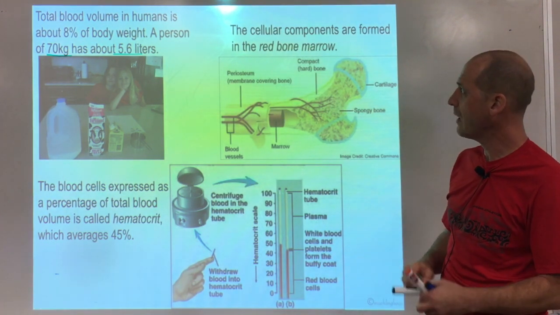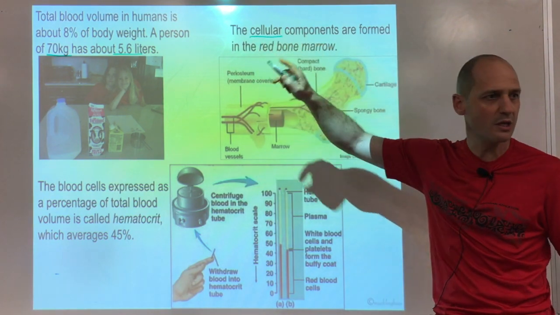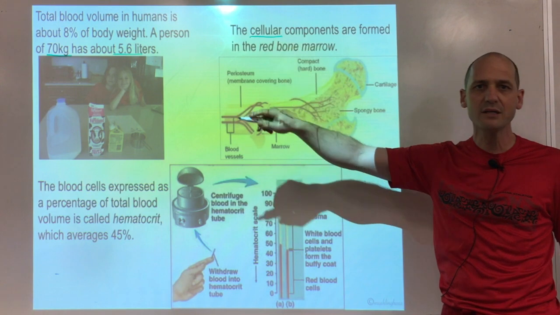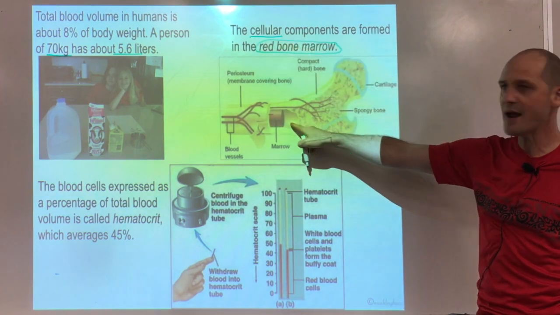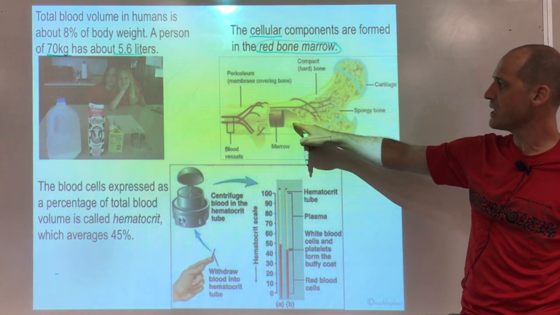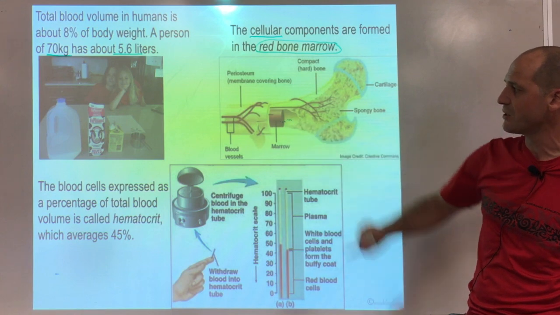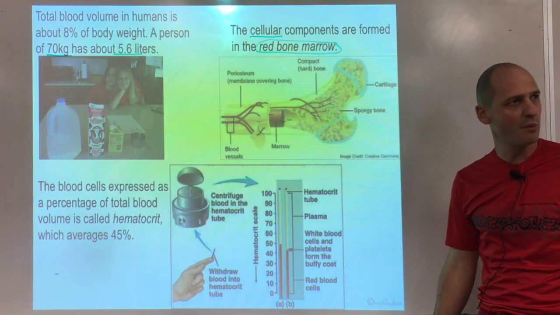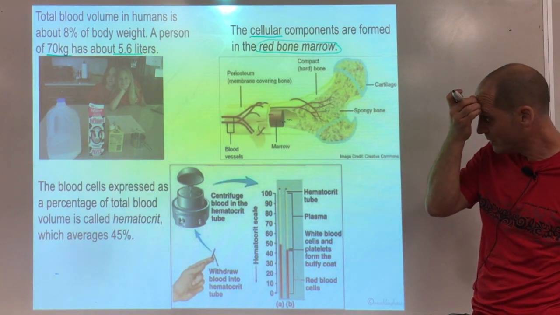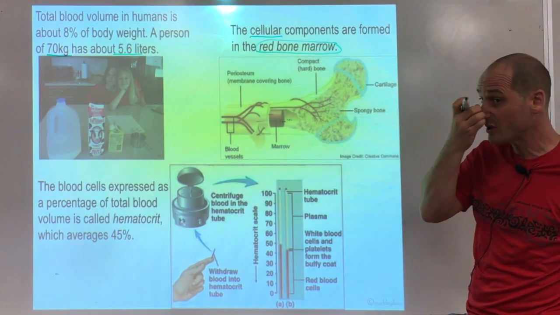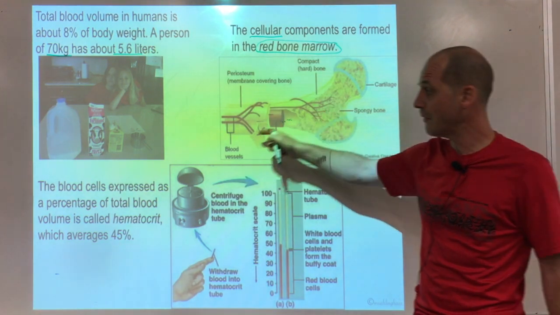The cellular components of blood, so all those cells, the white blood cells, the red blood cells, the platelets, are all made in the red bone marrow. And the red bone marrow is at the ends of bones and on some of the inside. So very specific areas of bones are making the blood cells. When you think of making red blood cells or white blood cells, you always think bone, red bone marrow.